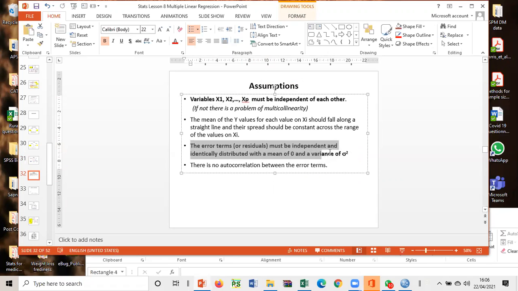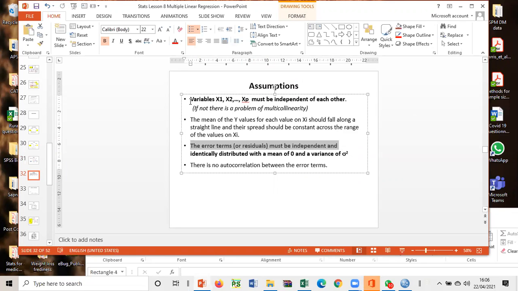Have you seen this assumption before? Have you done this before? No, this one, I think. A simple linear regression, we did this, right? Yeah, the error term or the residuals must be independent and normally distributed, right? Yes, this one we've seen already.